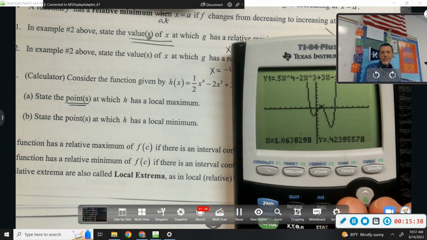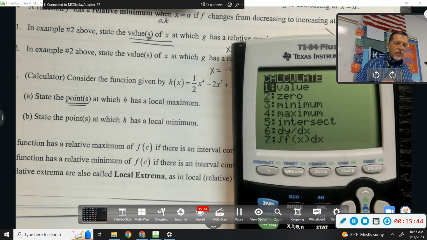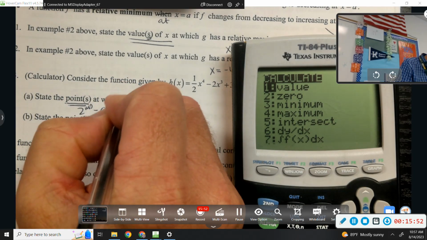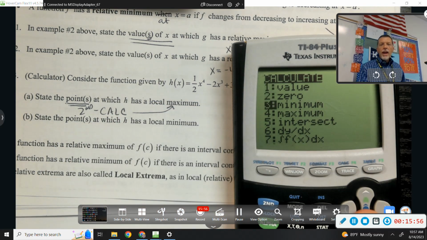So you go to second calc. If you make it that far, you can make it from there, because then it's like, oh, well, there's an option for maximum. Second calc, and then maximum. And it'll walk you through the steps you need to do from there.